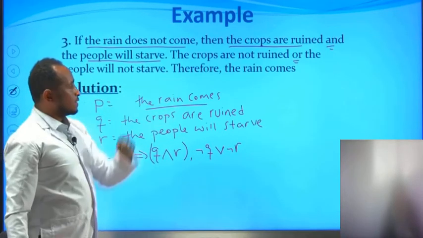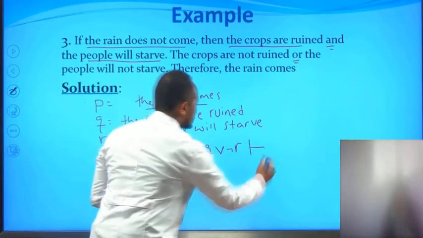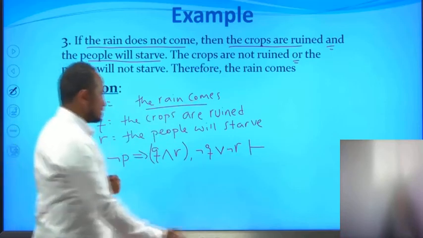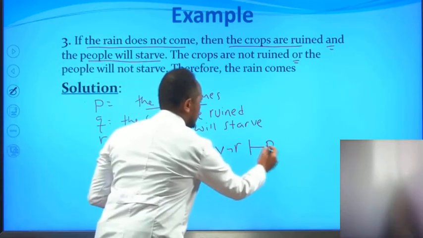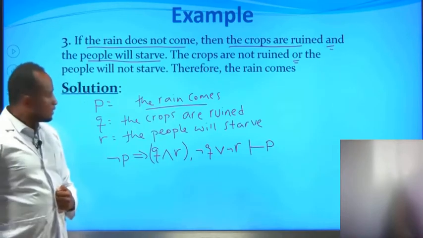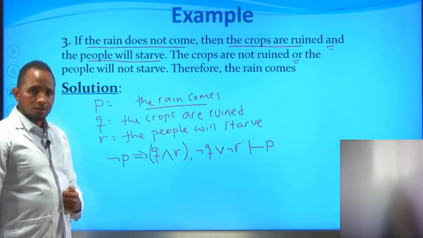So therefore the rain comes. Therefore is the conclusion. The rain comes is P. Okay, this is argument 4. Now to test its validity.